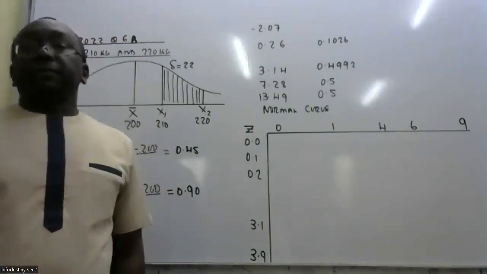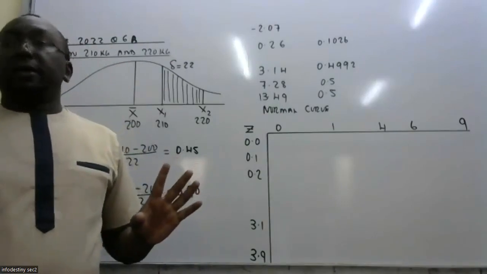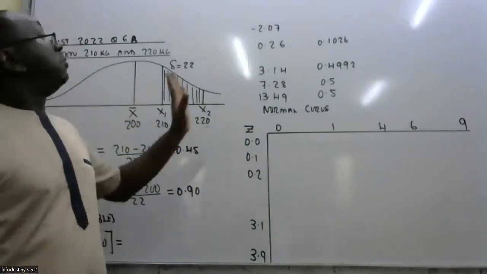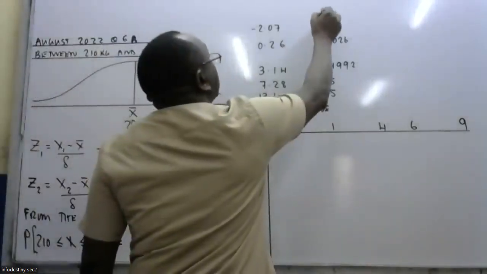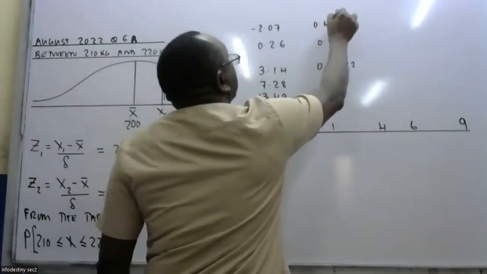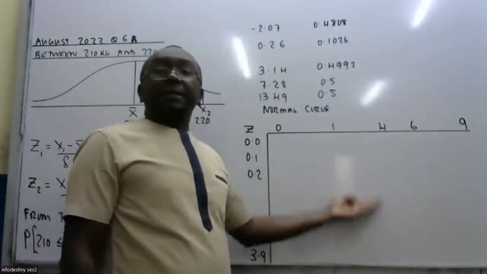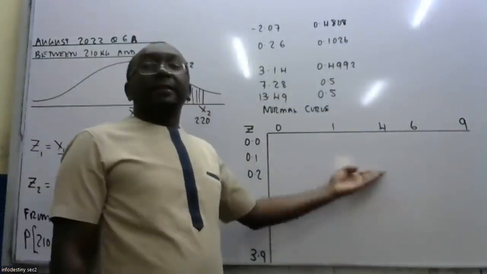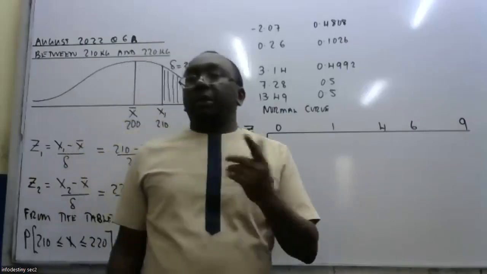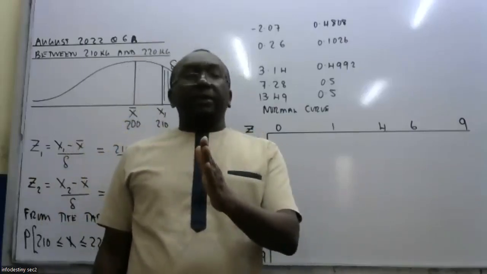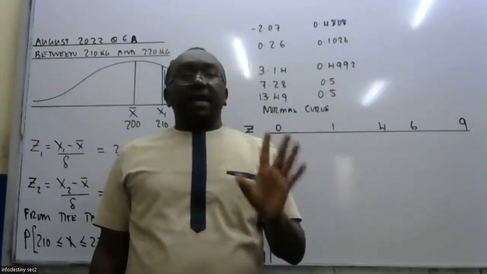Read 2.07. 0.4808. See, that is correct now. You don't put a negative, as in when you're writing your 0.4808. You don't put a negative. Remember, I have said these are all probabilities. Good. And probability can never be negative. We learned that the lowest value of probability can go is 0 and the highest can go is 1. So it cannot be negative.